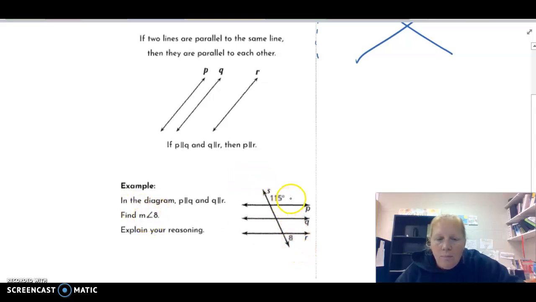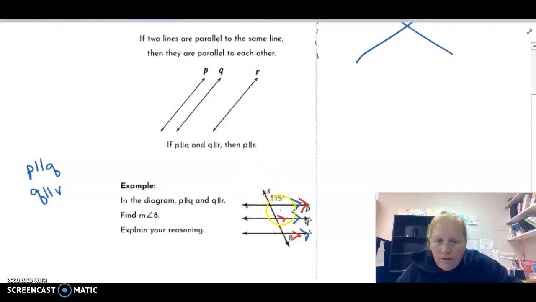Okay? Well, if P is parallel to Q, and then Q is parallel to R, well, wouldn't that mean that P has to be parallel to R? Okay, if these two are parallel, and these two are parallel, that means all three of these have to be parallel. And that's all that's saying.